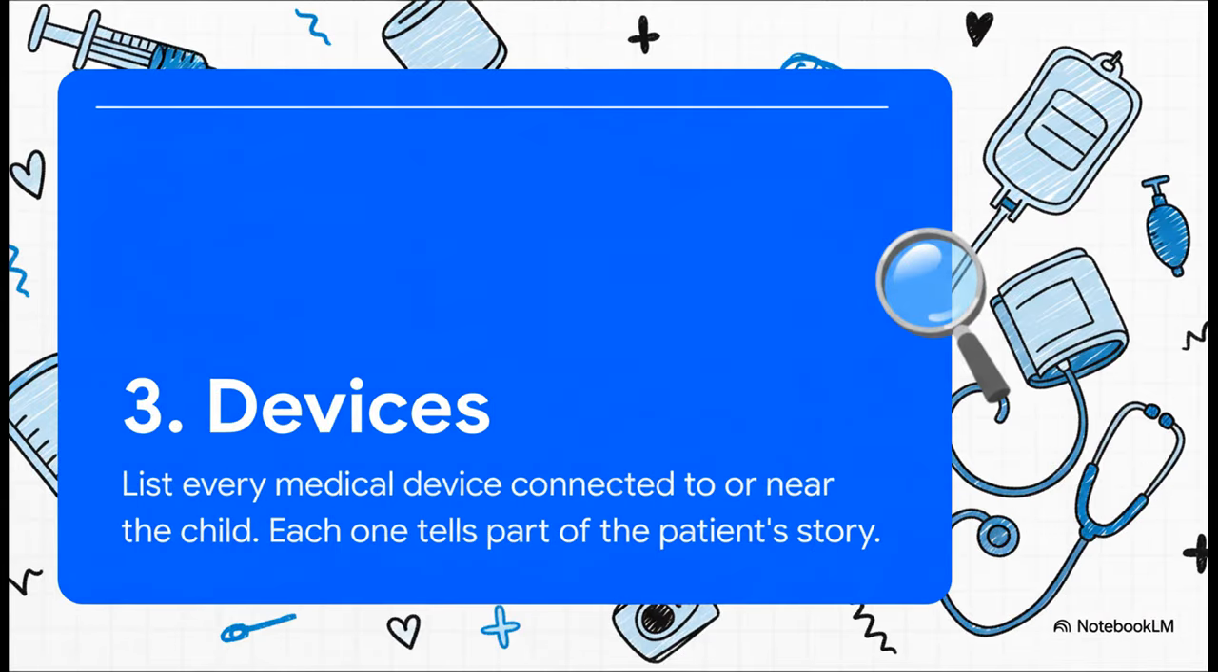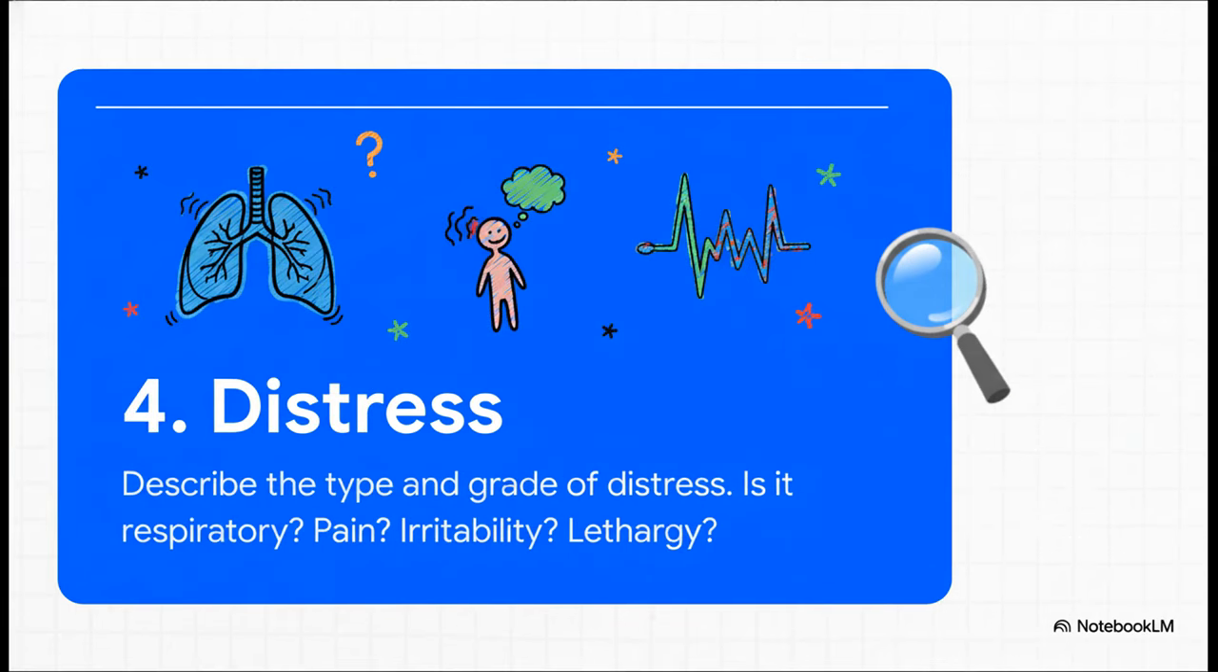The third D is devices. And let me tell you, this is an absolute goldmine of information. You need to meticulously scan the child and everything around them. Is there an IV line, an NG tube? What about a wheelchair in the corner? A nebulizer on the table? Every single device tells a part of that patient's story and gives you massive clues about their history and their current treatment.